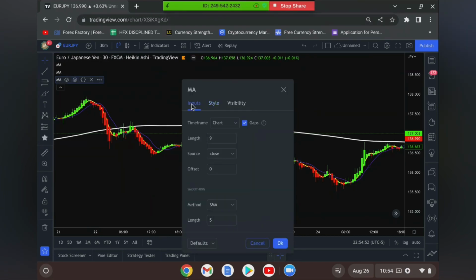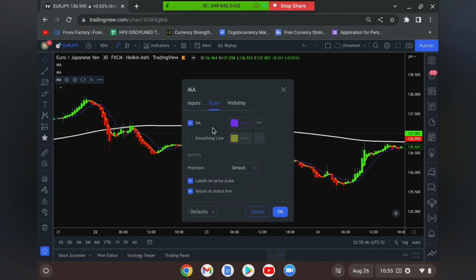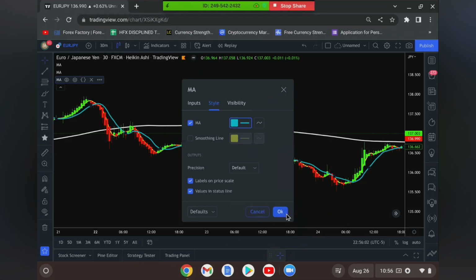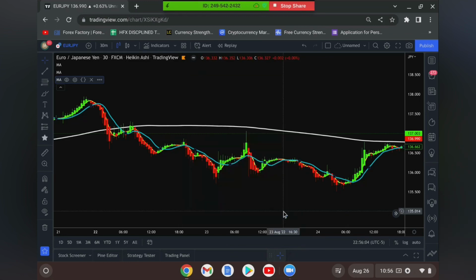And for this one, we are going to change the length to 10. Okay, and now that we have the length changed to 10, we're just going to change the color of this line to this light blue here. And we're also going to make this pretty thick as well, just so we can see it. Let's go ahead and press OK.